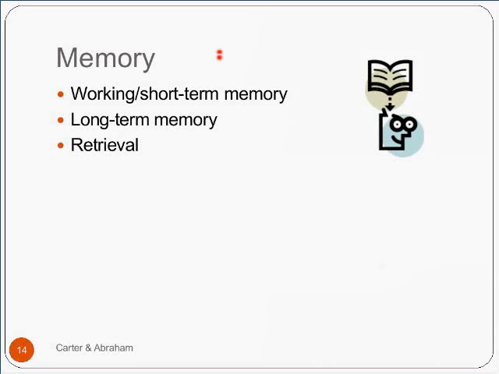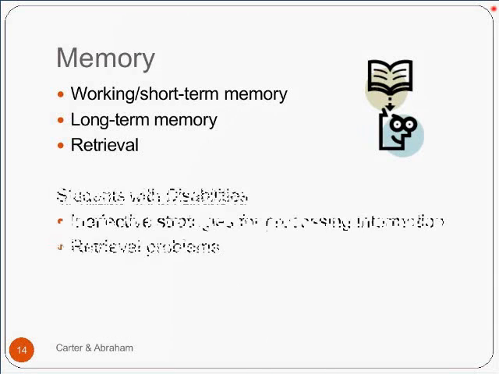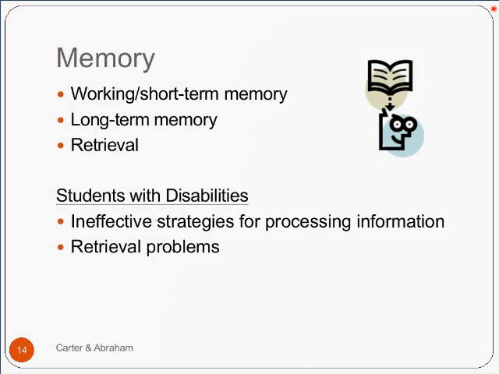Okay, the next area I'm going to talk about is memory, which is, again, a common concern of students with disabilities. And a lot of times teachers will say, you know, I worked with this student, we learned this skill, and the next day it wasn't there. And that's something we hear a lot. And that's because what's happening is the student is getting that information in their short-term memory, but they're not getting it to transfer into their long-term memory.